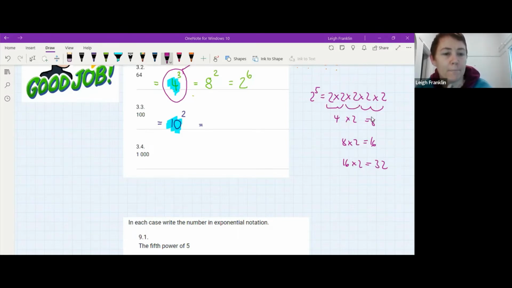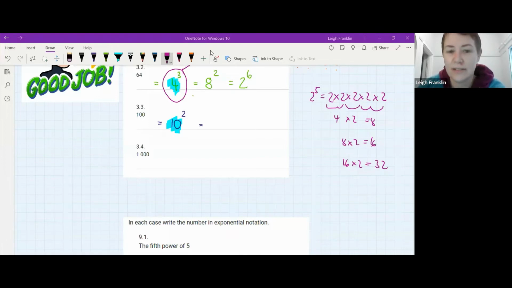Amogelang, how else could I write 100? Do you know? I think it's 2 to the power of 10. Shane, this is a difficult one.